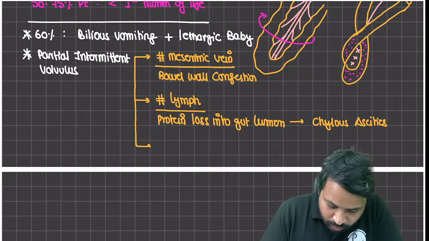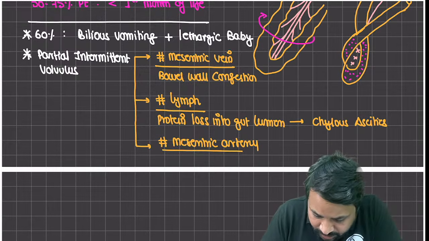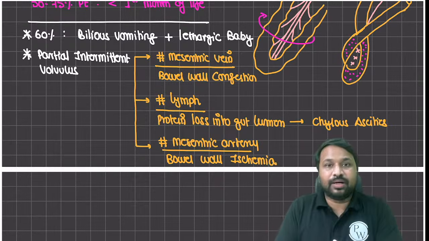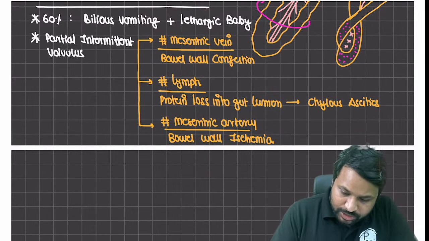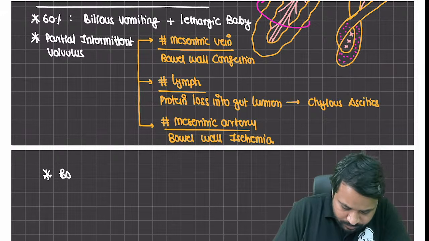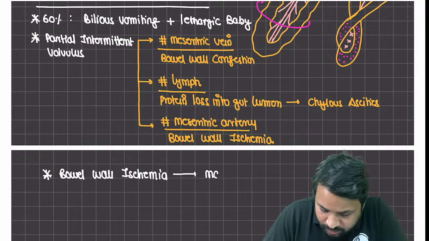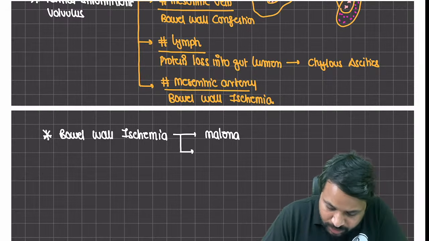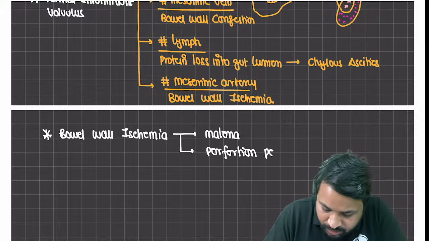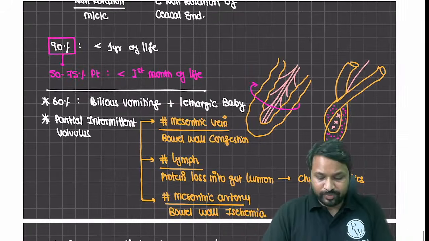And the last one, it can obliterate the mesenteric artery. Obliteration of the mesenteric artery will result in bowel wall ischemia, right? Now, if there is bowel wall ischemia, how will it present to you? It will present with melena because of mucosal injury. It can also present with perforation peritonitis, right? So this is the end story that you will see in a patient of midgut volvulus.